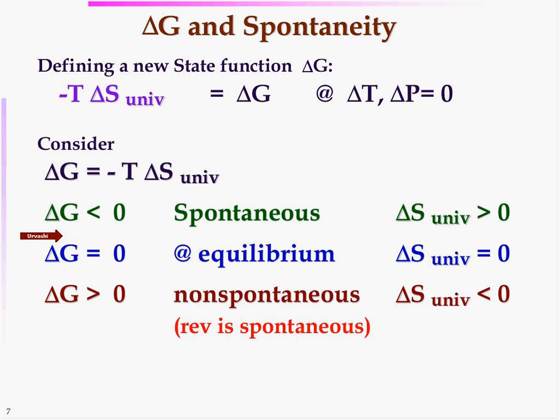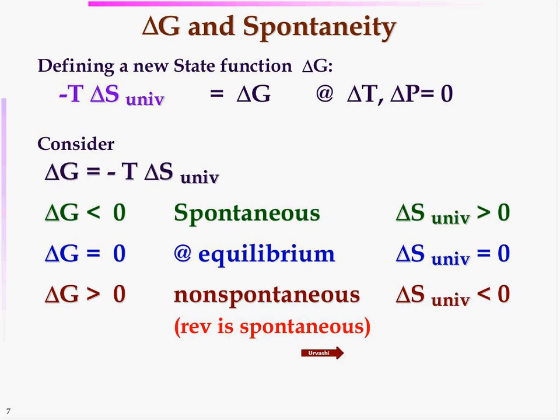Now delta G for a spontaneous reaction has to be negative. That means this quantity, delta S universe, has to be positive. Delta G is 0 at equilibrium, which means delta S universe is equal to 0. And delta G positive means non-spontaneous in the forward direction, which is why it is written that the reverse is spontaneous. That means if you look at the reaction in the backward direction, for delta G positive it becomes spontaneous in the backward direction instead of the forward direction.